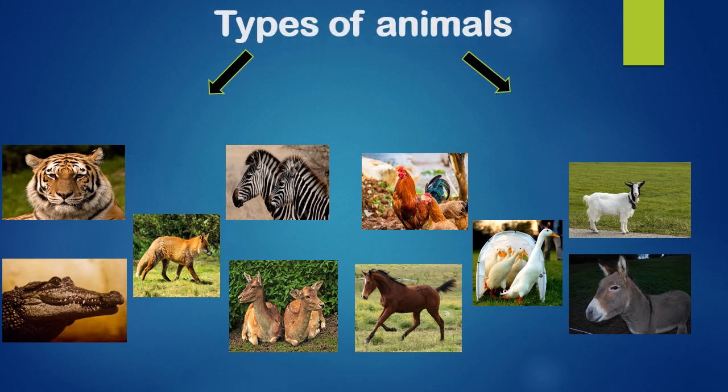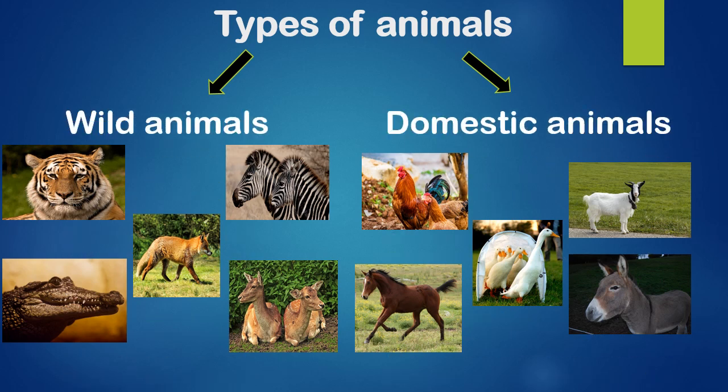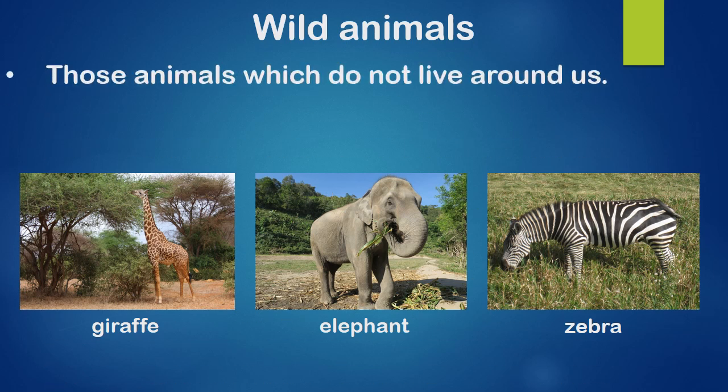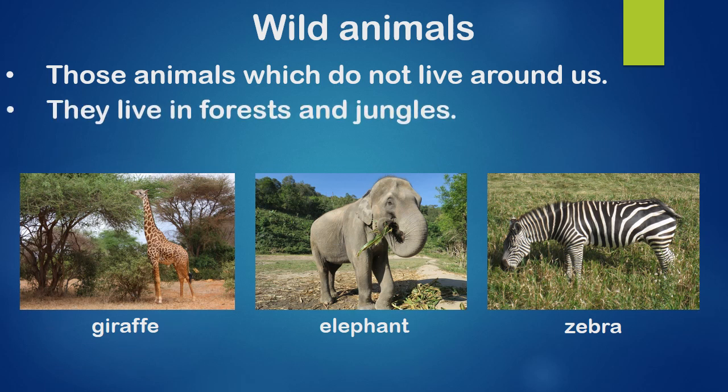Types of animals. There are two types of animals: wild animals, domestic animals. Now, let's talk about wild animals. Dear students, those animals which do not live around us are called wild animals because they are too dangerous to live with us. They live in forests and jungles.